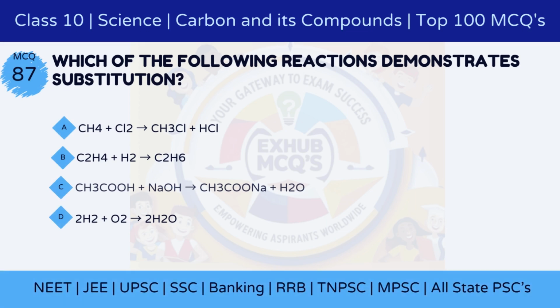MCQ 87. Which of the following reactions demonstrates substitution? Option A, CH4 plus Cl2 gives CH3Cl plus HCl. Option B, C2H4 plus H2 gives C2H6. Option C, CH3COOH plus NaOH gives CH3COONa and H2O. Option D, 2H2 plus O2 gives 2H2O.